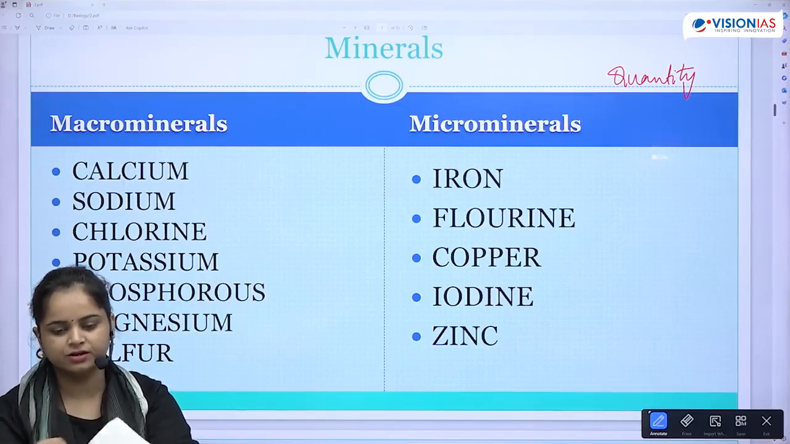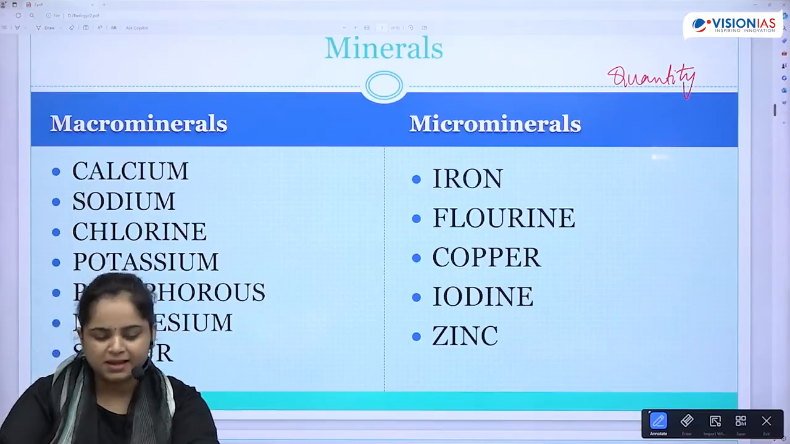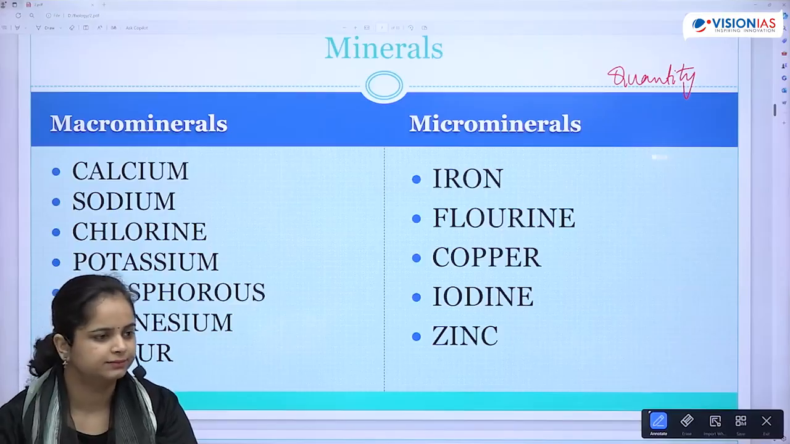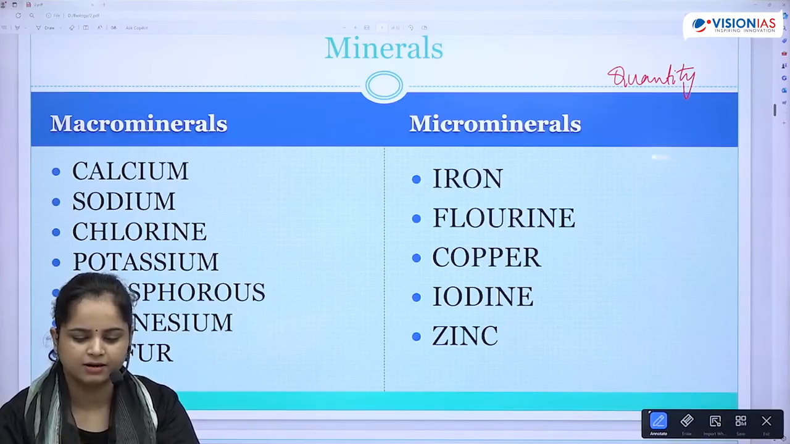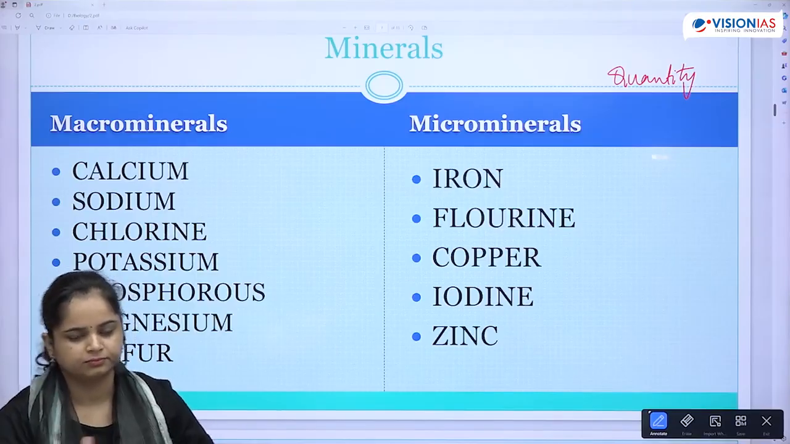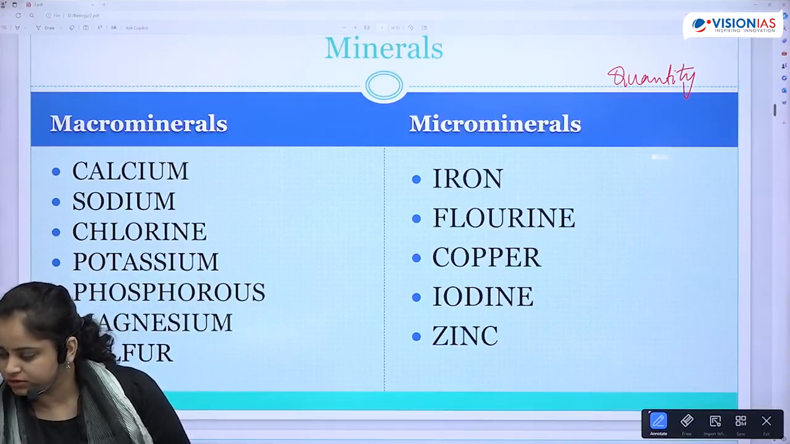With calcium, you can write the sources of calcium: milk and milk products. And calcium is needed for both bones and muscles.